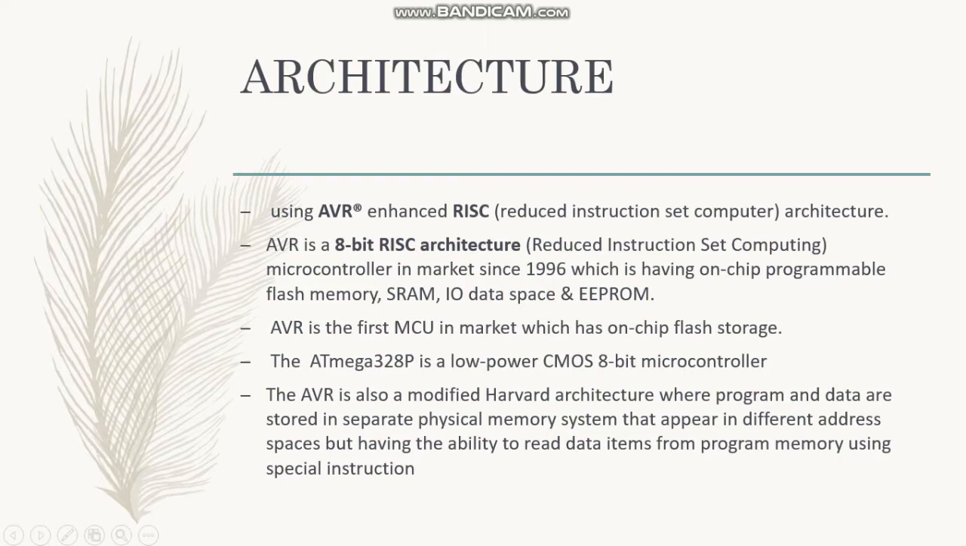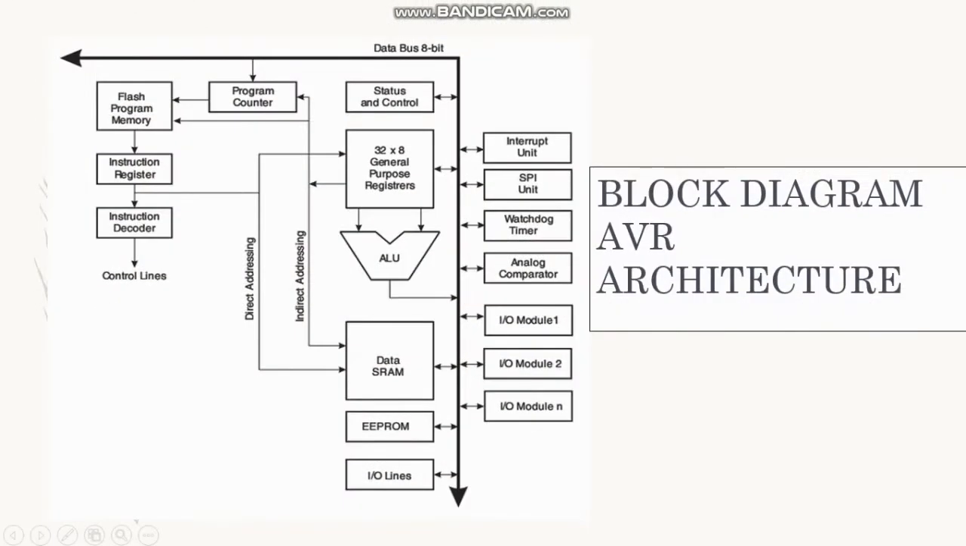This is the block diagram of the AVR architecture. As with any MCU, the ALU forms the core of the controller. The ALU of an AVR MCU processes data 8 bits at a time. It performs the arithmetic and logical operations. The data for the ALU comes from the registers.